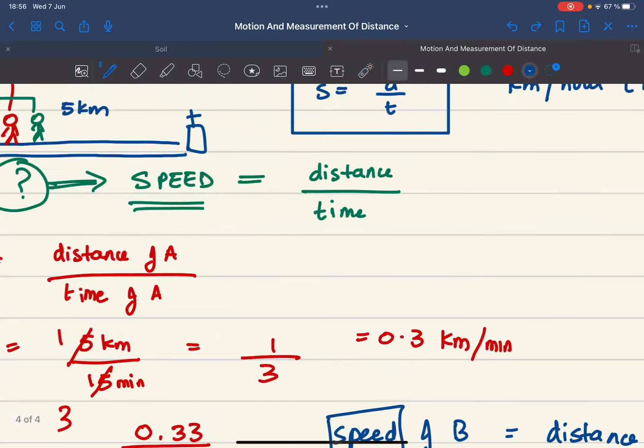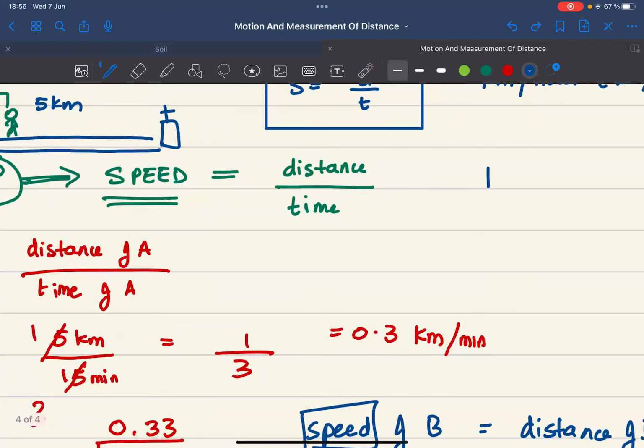So you know that 1 hour is how many minutes? 60 minutes. So 15 minutes is how many hours? You'll have to divide what in what? We have to divide 15 in 60, 60 by 15.